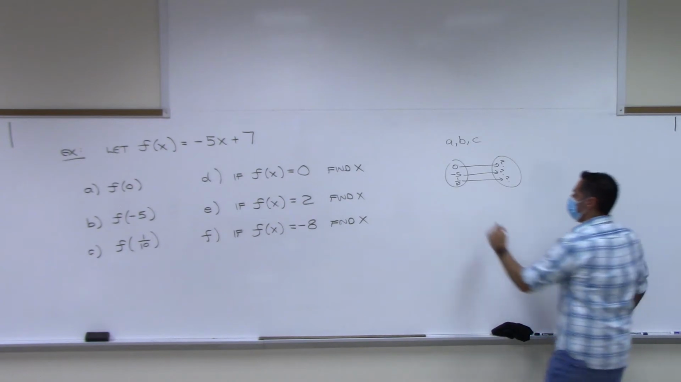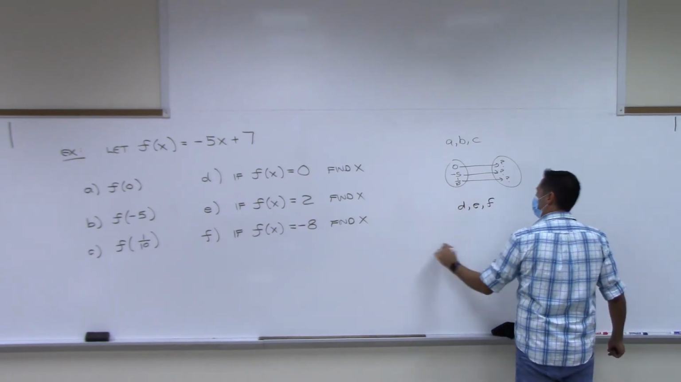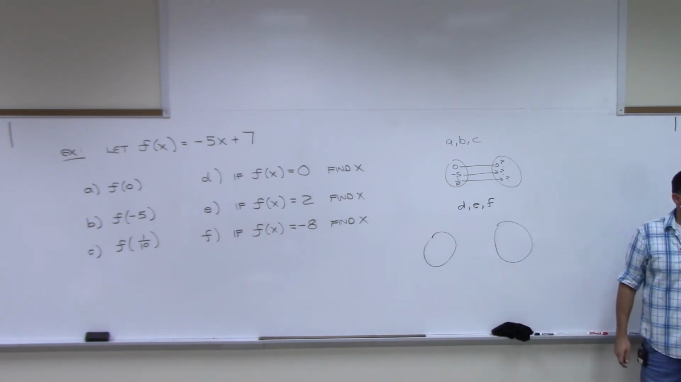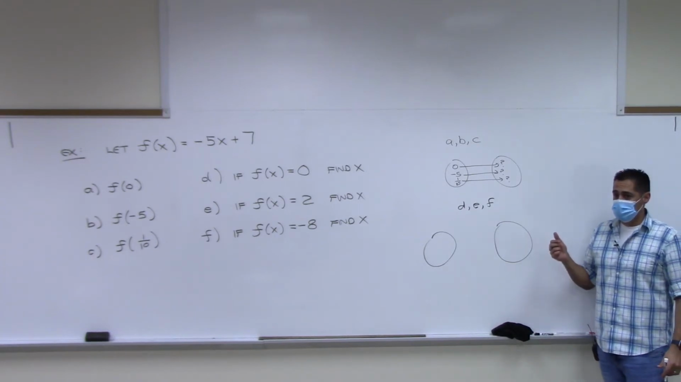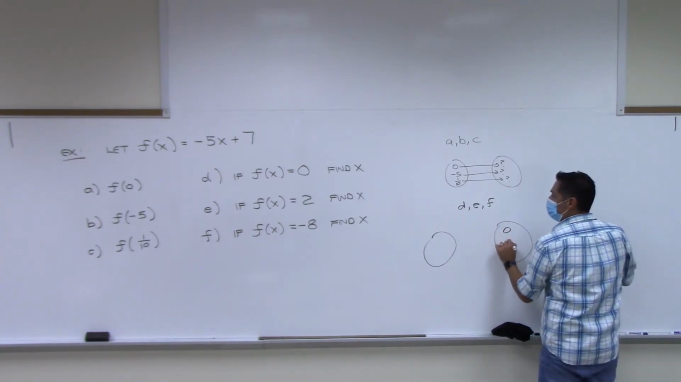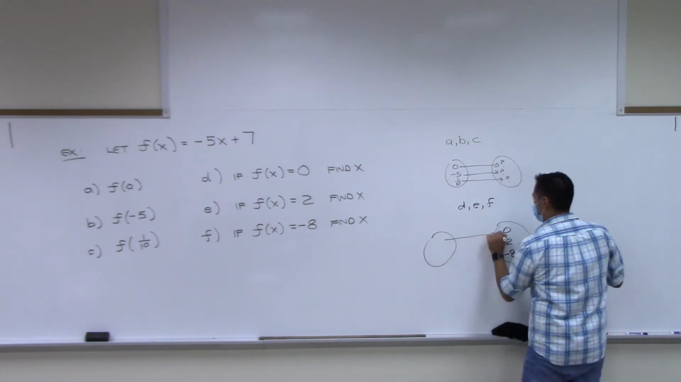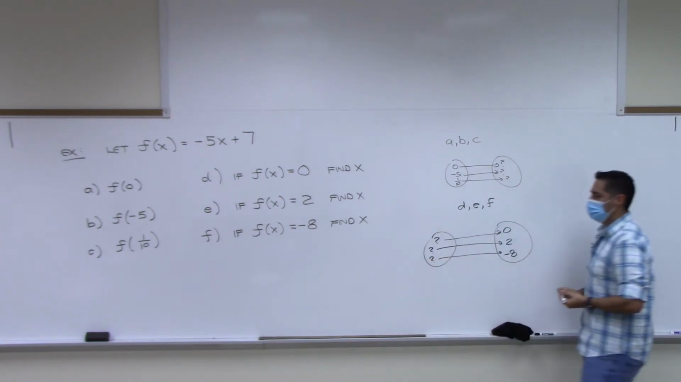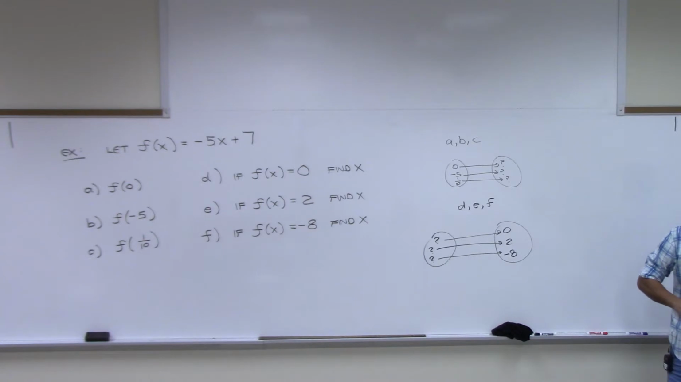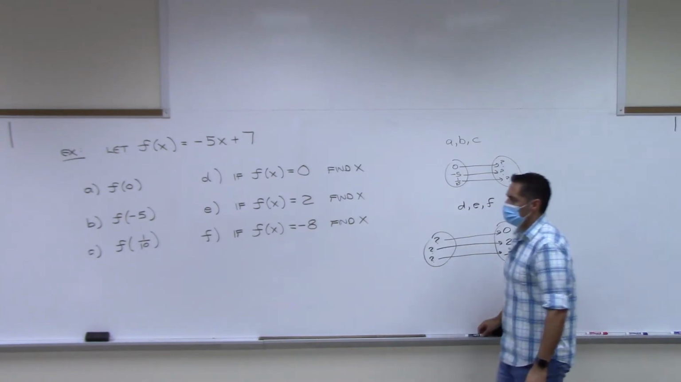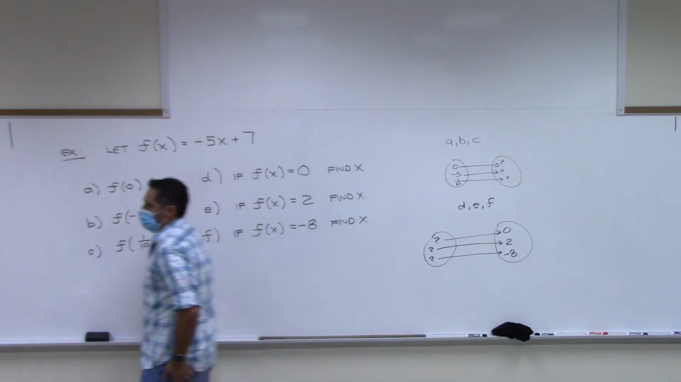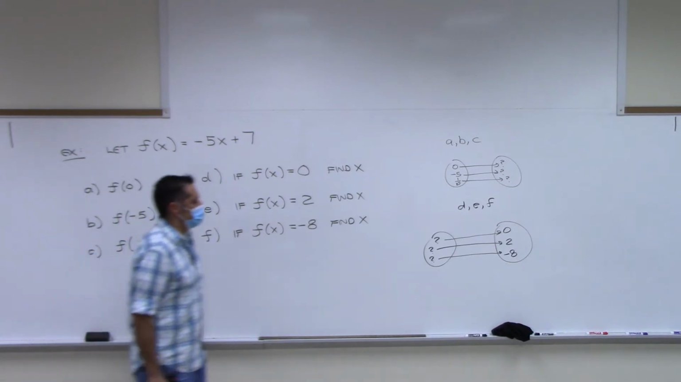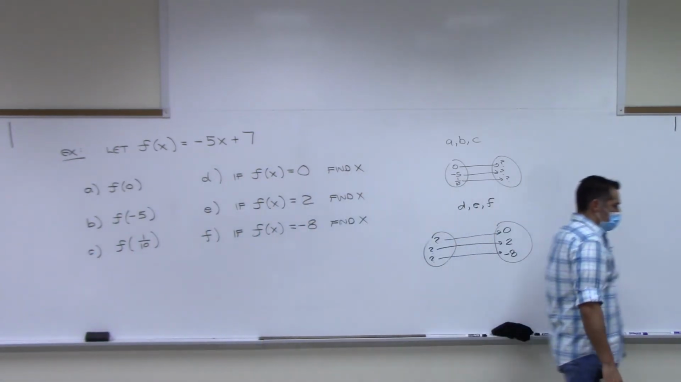But for D, E, and F, what am I giving you? Am I giving you what you're supposed to plug in for x? No, I'm giving you what the output is. So this is 0, this is 2, this is negative 8, and you are supposed to figure out what goes in to give me those outputs. So get the first three going, and then we'll see if anyone can figure out D, E, and F, and then we'll talk about it as a group, okay?